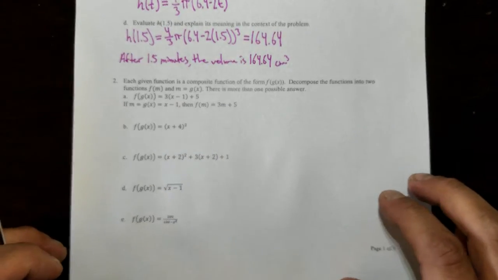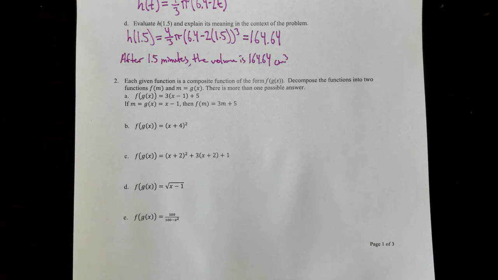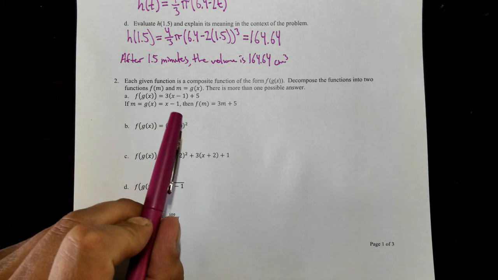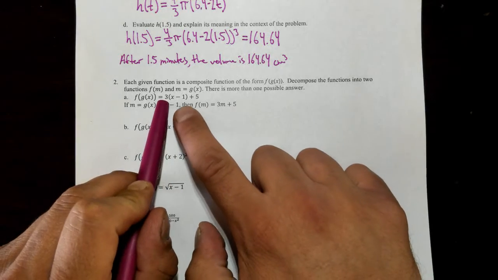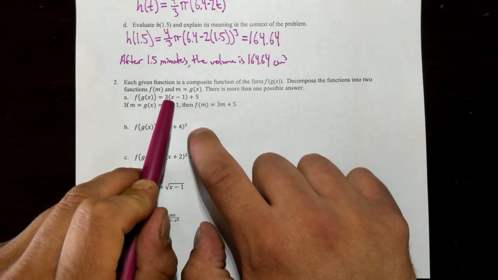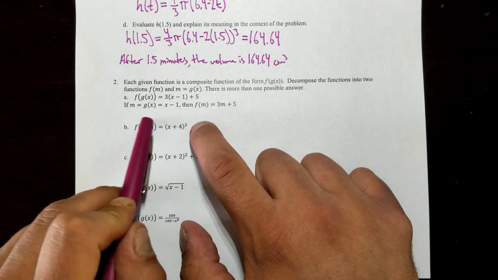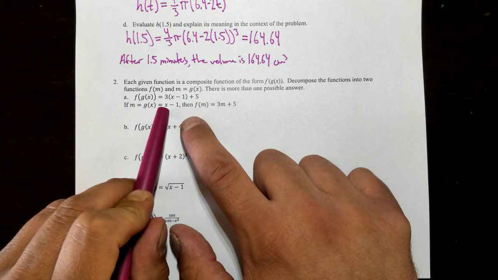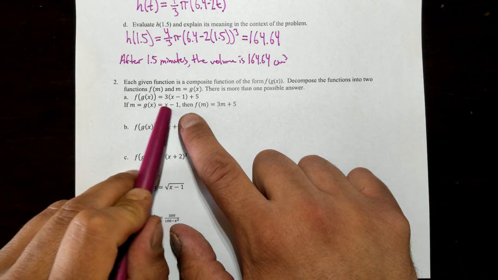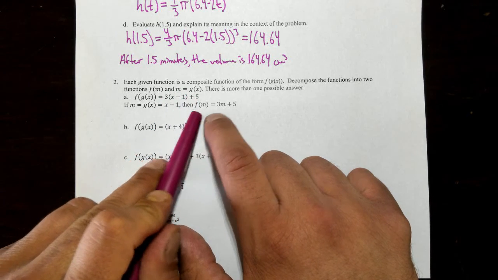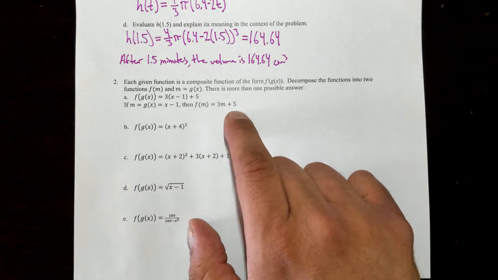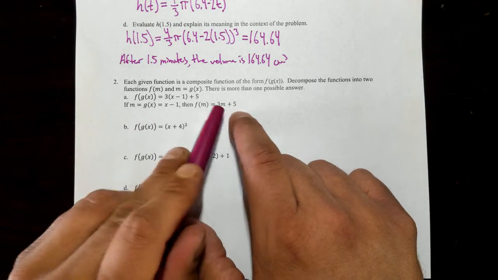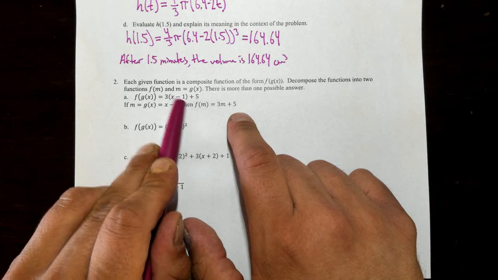Each function is a composite function in the form of f of g of x. Decompose the functions into two functions, f of m and m, where there is more than one possible answer. So we see here the first example is given to us. Our composite function is 3 times x minus 1 plus 5. Well, m is going to be the x minus 1 portion. That's the inside function. And then our outside function is the 3m plus 5. You see, if you plug in m for m here, then we'd get our composite function.